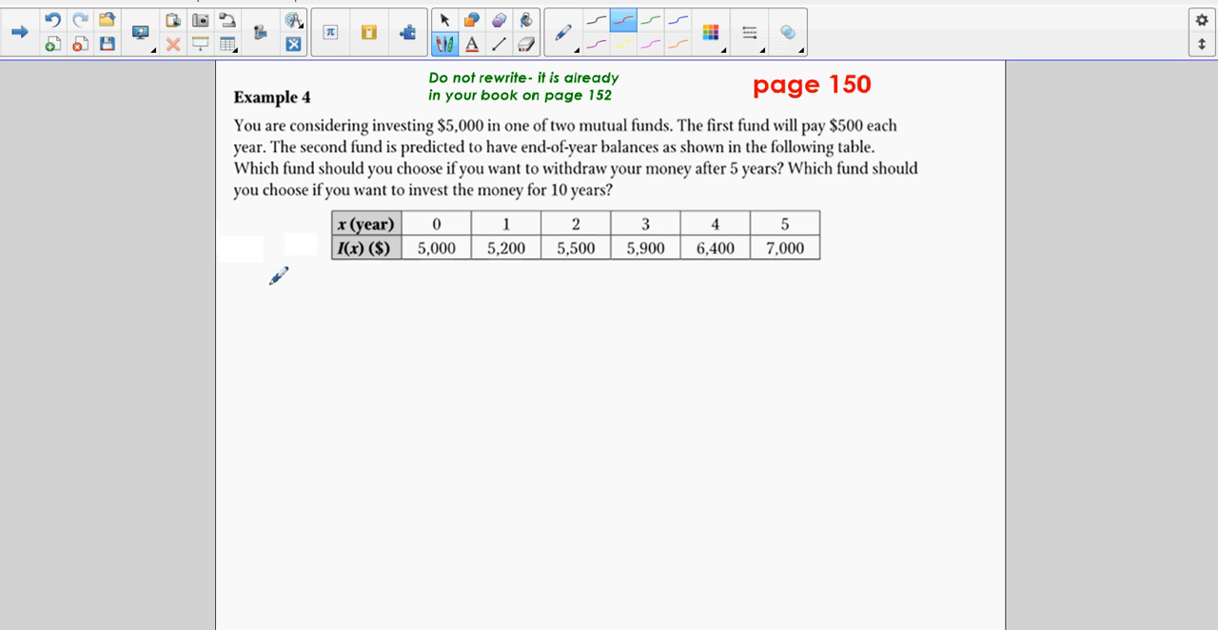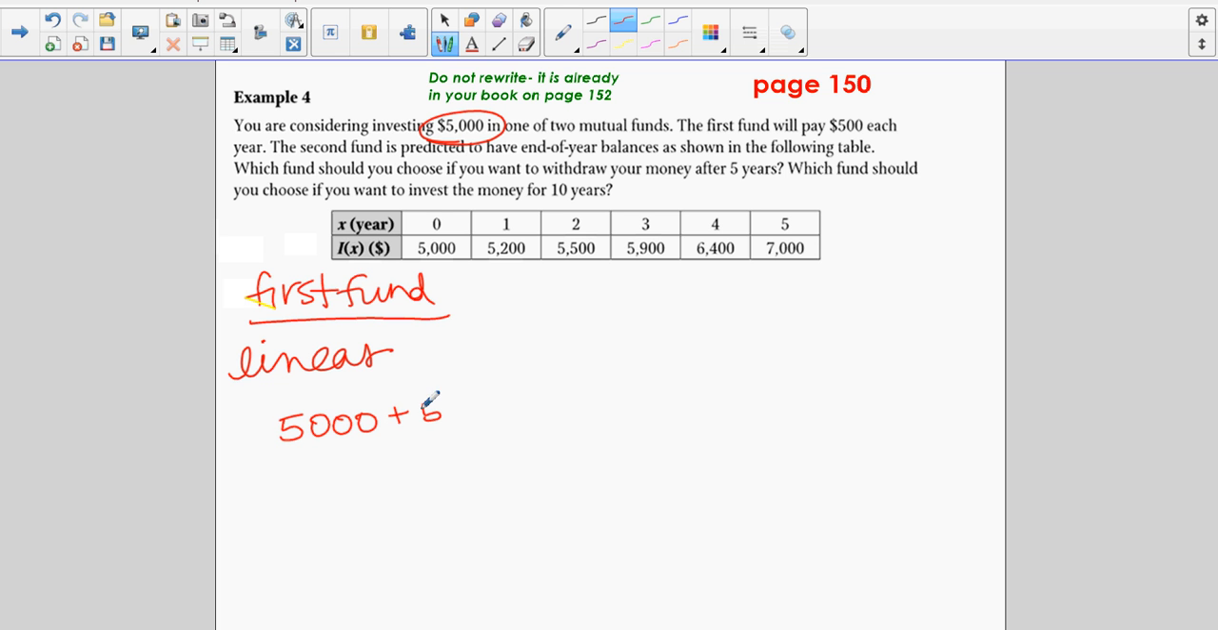So the first fund, if you look, we're putting $5,000 in both. The first fund is going to give you $500 each year no matter what, which means the first one is going to be linear because you have a constant rate of change. So in order to write an equation for that, well, we started with $5,000. And each year we are adding 500. So we need our variable to be with a 500 because that x is going to represent years. So we have y, or f of x, equals 5,000 plus 500x, where x is number of years.